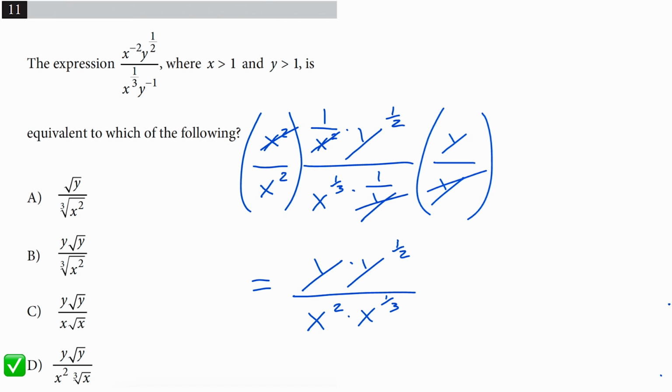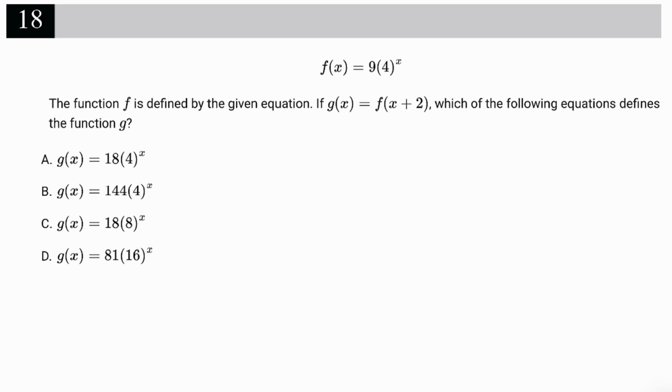The function f is defined by the given equation. If g of x is equal to f of x plus 2, which of the following equations defines the function g? I know this notation is going to induce feelings of panic in many of you, so let's start with a little warm-up.